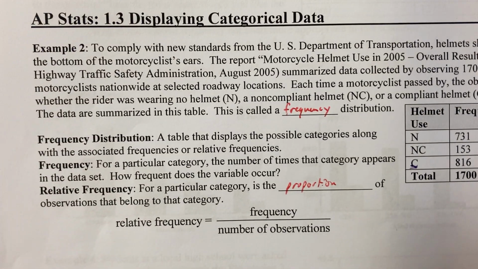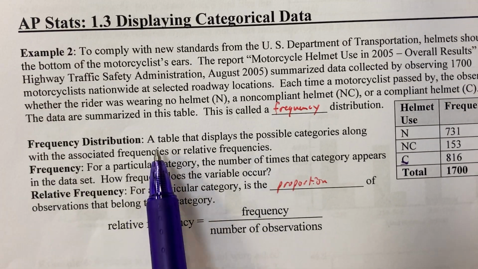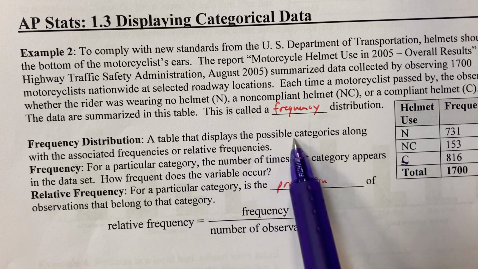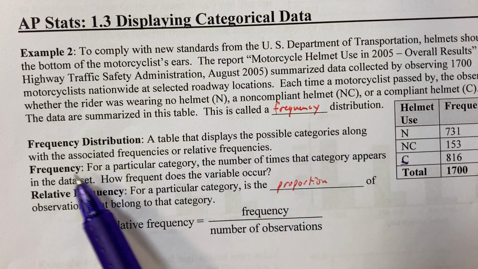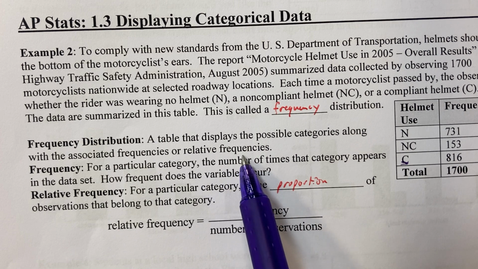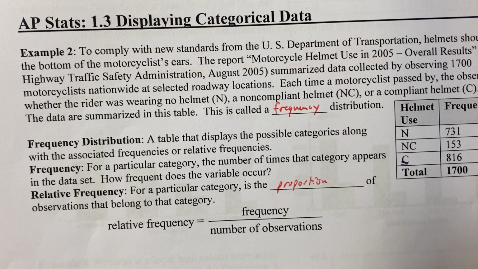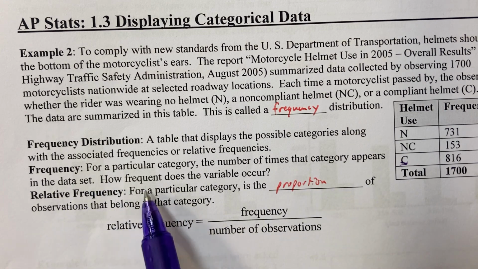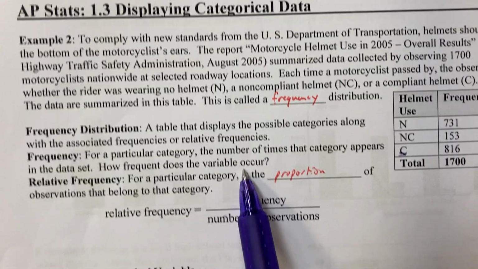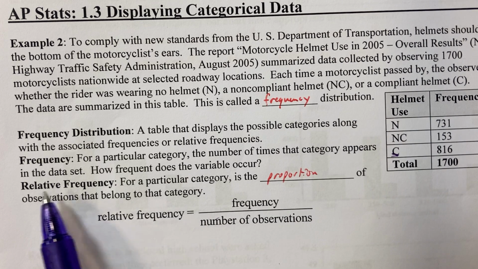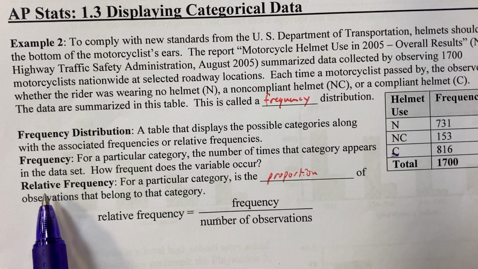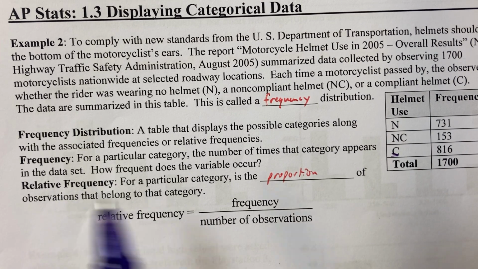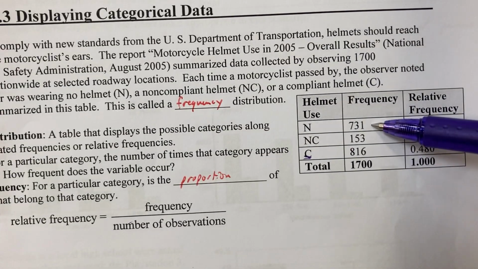Okay, so filling in the blanks here. Frequency distribution is a table that displays the possible categories along with the associated frequencies or relative frequencies. Frequency is the number of times that a category appears in the data set. How frequently does a variable occur? And then the relative frequency, so you will have to know this vocabulary word. Relative frequency is not the count, but the percentage.